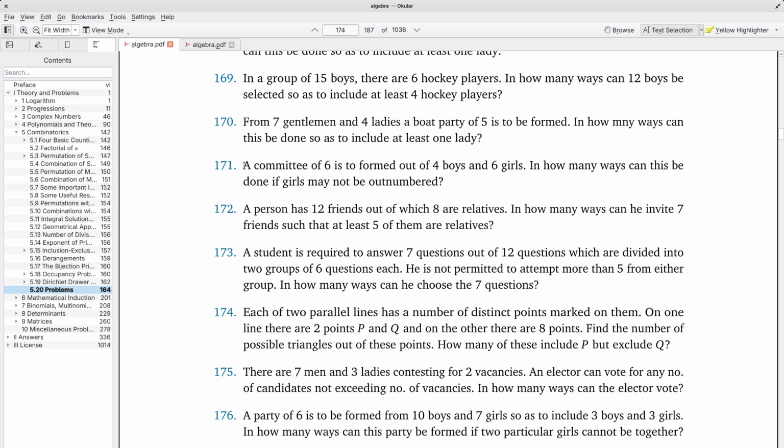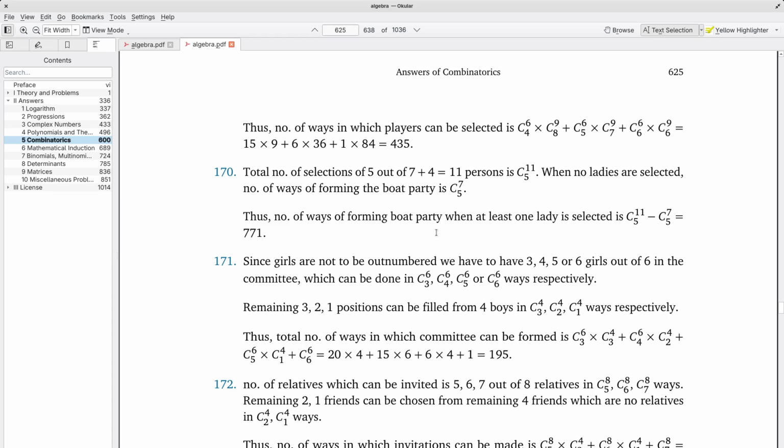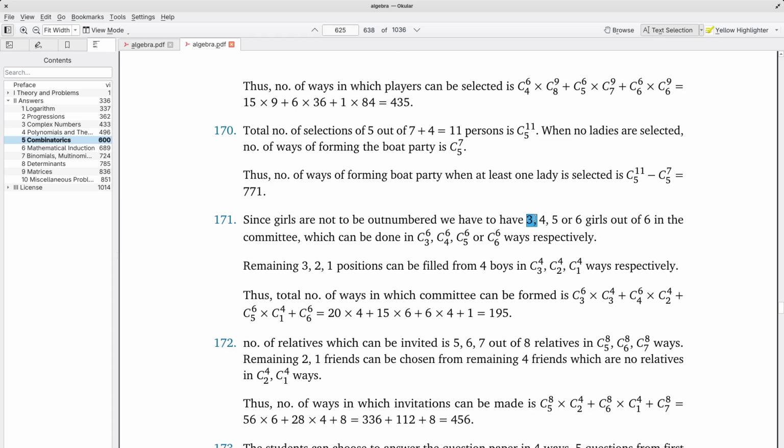Question 171 says that a committee of 6 is to be formed out of 4 boys and 6 girls. In how many ways can this be done if girls may not be outnumbered? So girls may not be outnumbered. That means out of 6, there should be at least 3 girls. There can be 4, 5, 6 as well. So we have 3, 4, 5, 6 girls possible out of 6 in the committee.